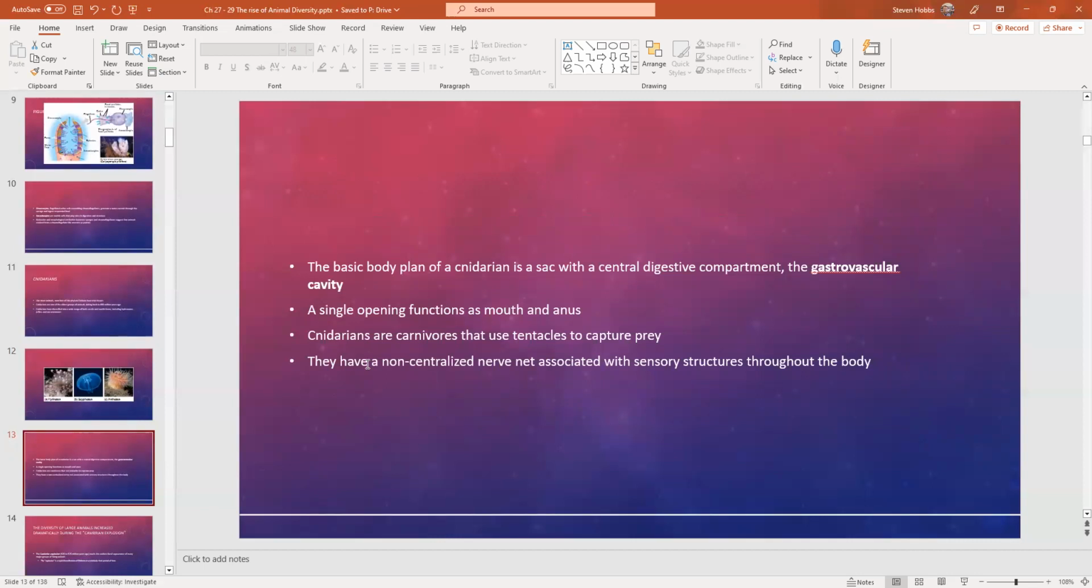Cnidarians are carnivores. They use their tentacles to capture the prey, and they have a non-centralized nerve net. So it's kind of like a primitive brain. But these types of cells actually arose independently of the same types of neurons that we use.